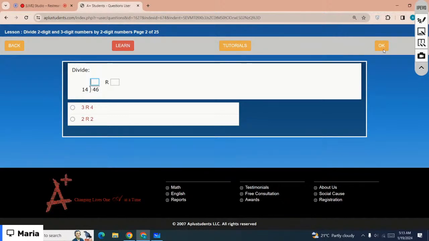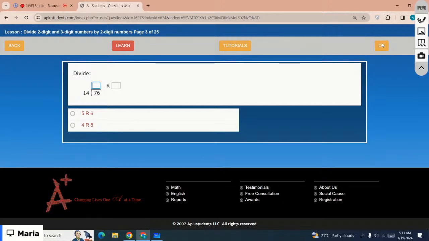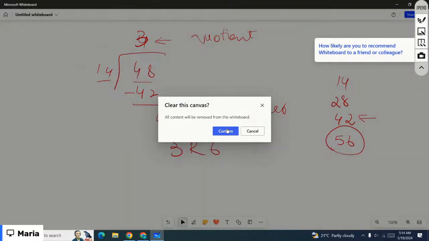Yes, that's the same we just did. So the correct option is 3R4, not 6. 3R4 it is. Okay, the next one is 76 divided by 14, right? 76 divided by 14. Okay, let's just divide.